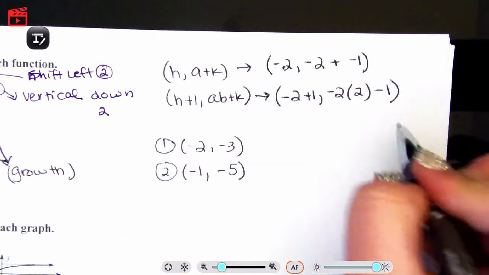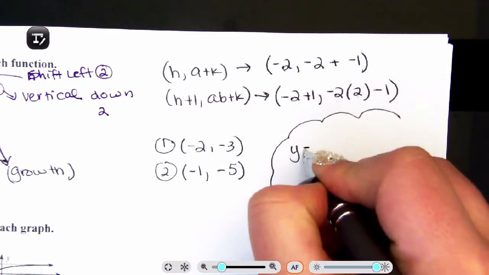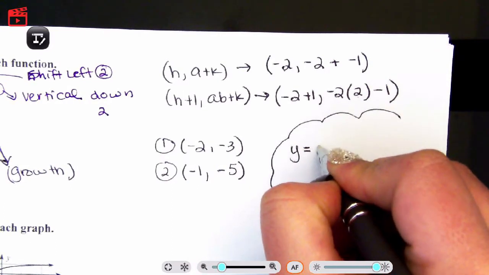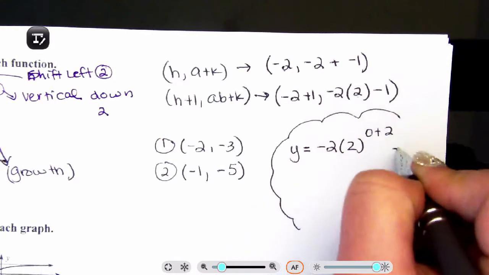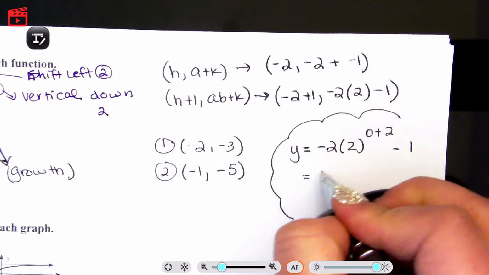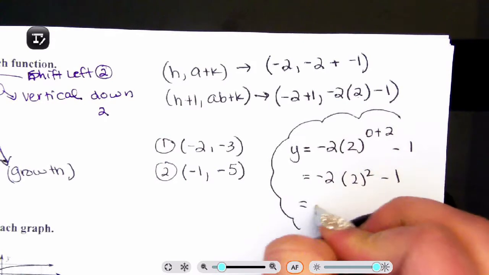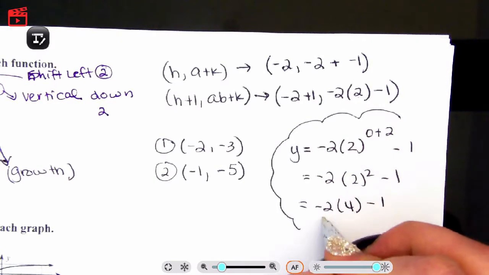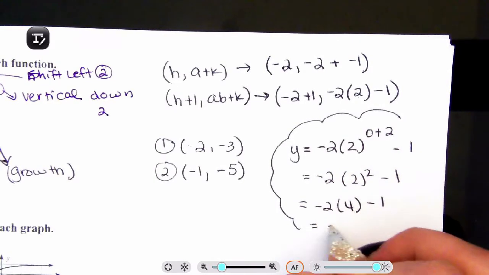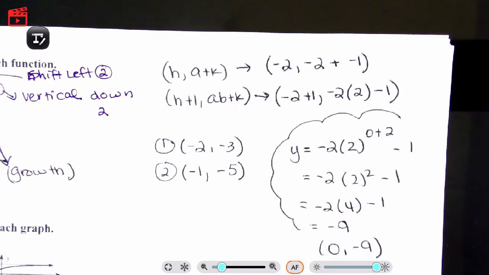Now we're also going to find our y-intercept. For our y-intercept, you're going to set x equal to 0, and you're going to solve. So we have negative 2 times 2 squared minus 1. Negative 2 times 4 minus 1. So negative 2 times 4 is negative 8. Negative 8 minus 1 is negative 9. So that means I'm going to have a y-intercept at negative 9.